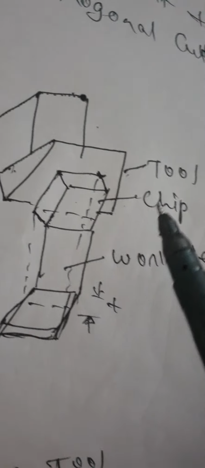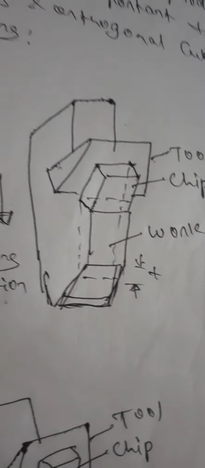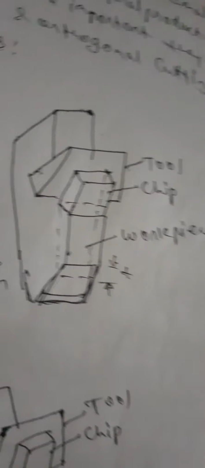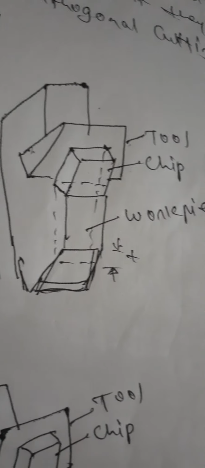First of all, you can see here orthogonal cutting. You can see this square block is a chip, and beside that there is a tool, and below that there is a workpiece. So what is orthogonal cutting? Orthogonal cutting is the type of cutting in which the cutting tool is perpendicular to the direction of the tool motion. In this cutting, the flow of chip is perpendicular to the cutting edge.